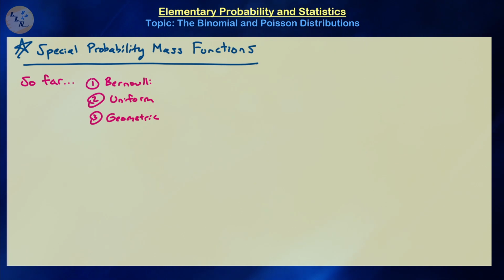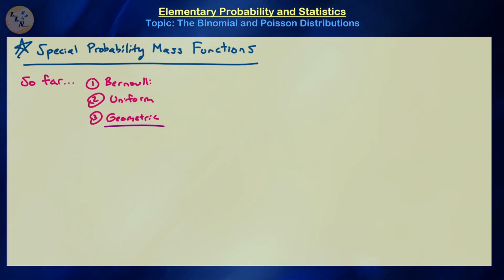In this video, we're going to continue our discussion of special probability mass functions and introduce two more to our list. So far, we've discussed the Bernoulli distribution, the uniform distribution, and the geometric distribution. In terms of fun applications, I think out of these three, the geometric one has the most variety. But of course, the other two are important and have special applications associated with them as well. So let's just focus on the geometric distribution for just a moment.